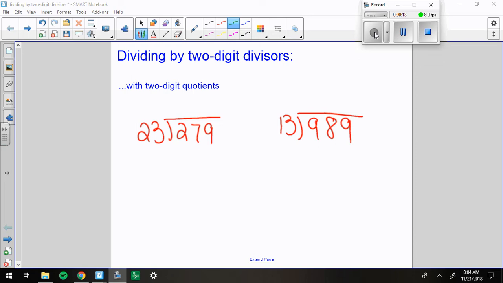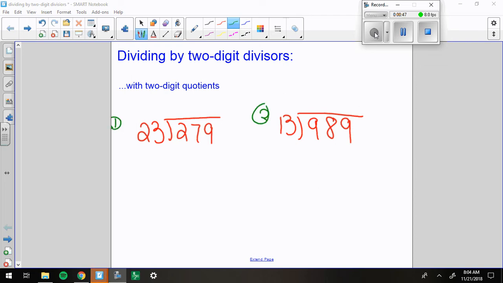Hey, everybody. So today we're going to be continuing with our division unit, and we're going to be moving on from where we were using mostly one-digit divisors, having our zeros in the quotient. Now we're going to be moving up to two-digit divisors. And we're going to be really diving deep into these because there's a lot of different things that could happen with two-digit divisors. But just starting, let's look at these two problems.